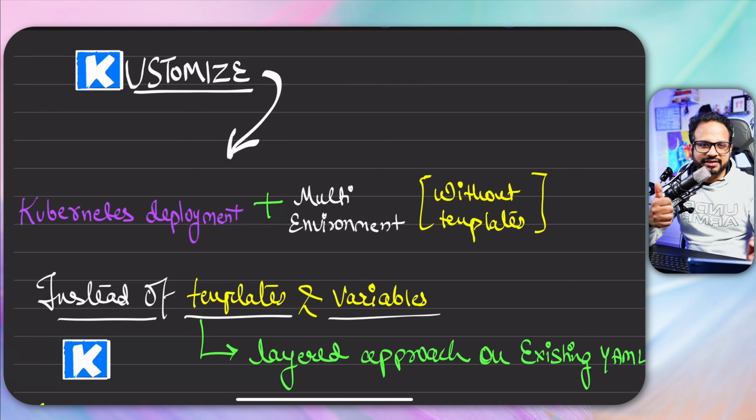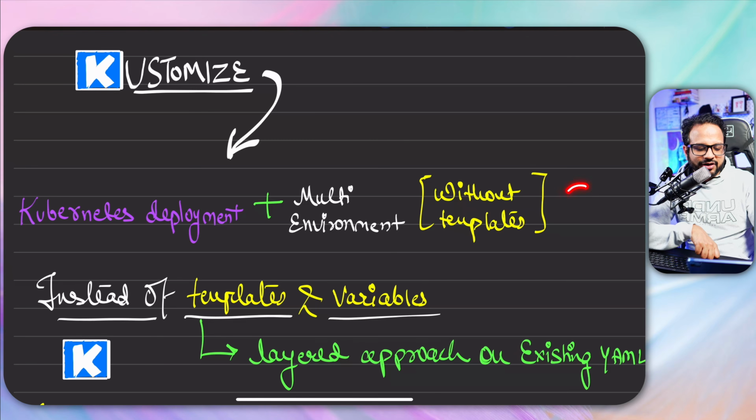For example, let's say you want some labels that have to be applied across all the environments, right? So you put that label in the base file of the Kubernetes deployment. And then you have some labels which are environment specific, so you create these labels in multiple environment-specific directories. I will explain everything, don't worry about it. But for now, I'm just trying to give you context of the difference between Helm and Kustomize, right?